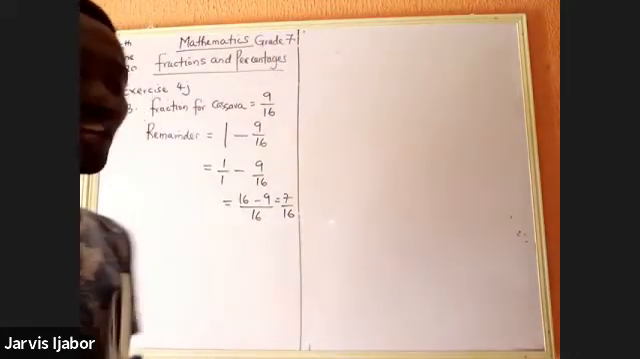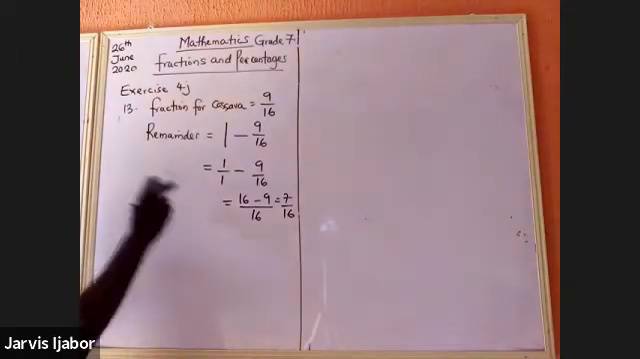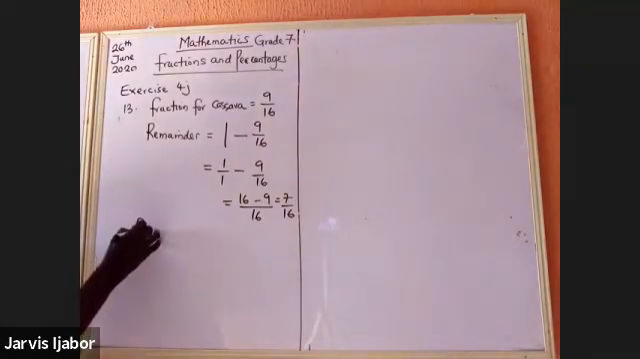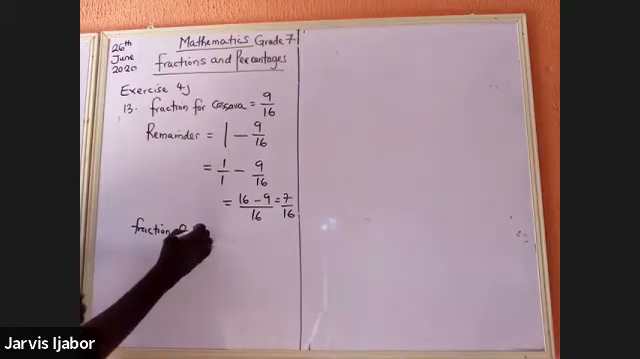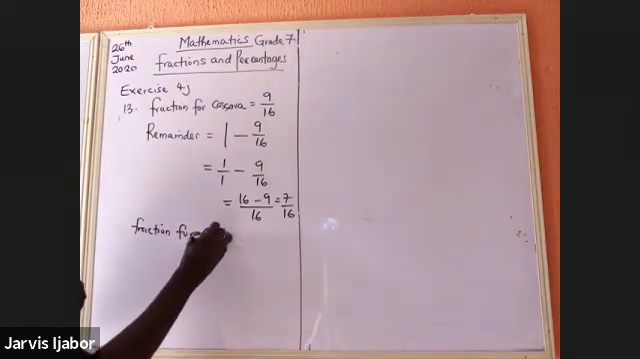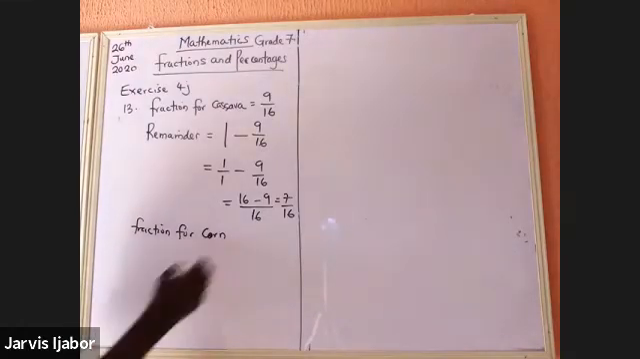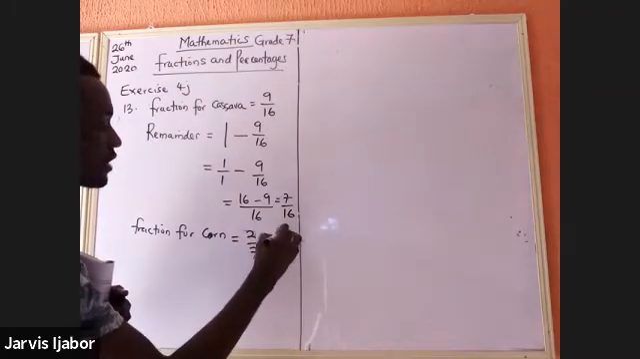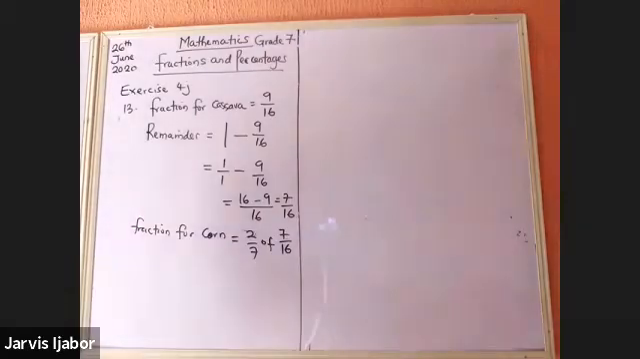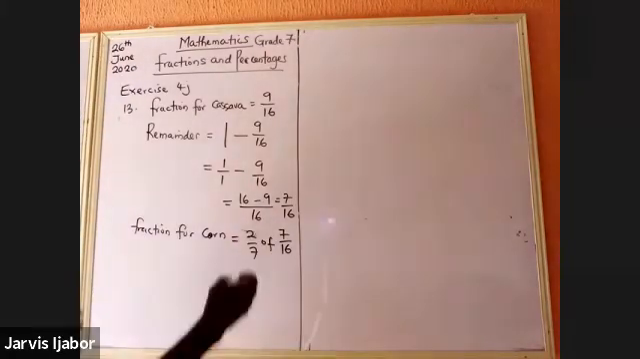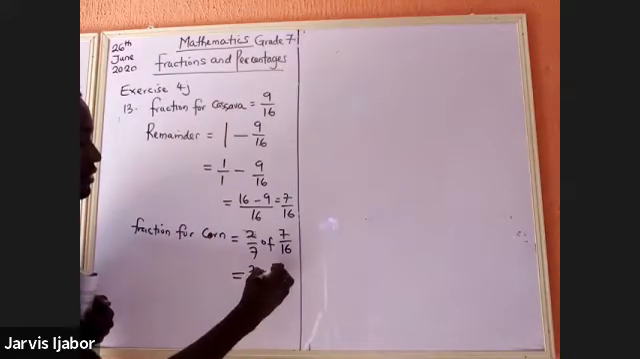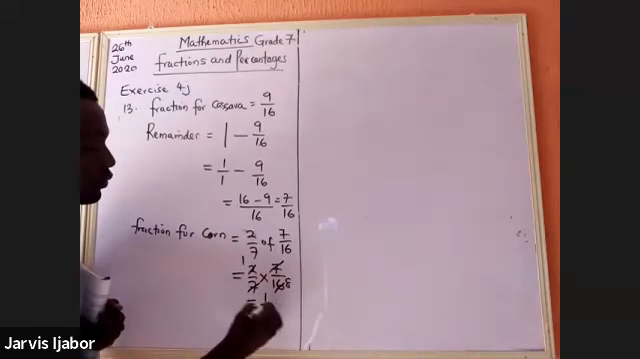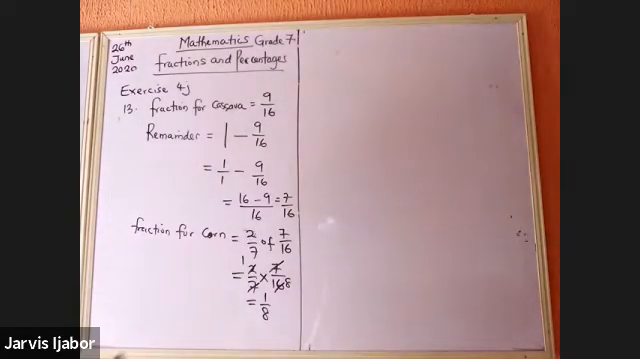The question says that he uses 2/7 of the remainder. So the fraction for corn will now be equal to 2/7 of 7/16. So that will give you 2/7 times 7/16. So when you cancel that, it will give you 1/8.